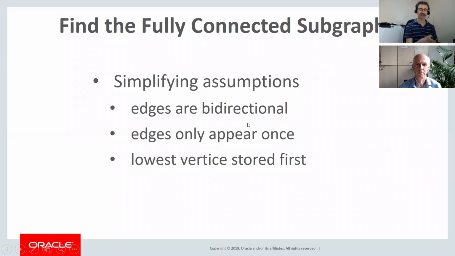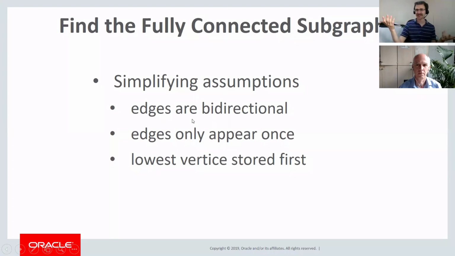Whereas in something like Facebook, the friends relationship is bidirectional. By agreeing to be friends, you've both agreed to that. So some relationships are bidirectional and some aren't. For this, we're going to say they're bidirectional. Also, again, we're just going to say that each edge only appears once in the data set.